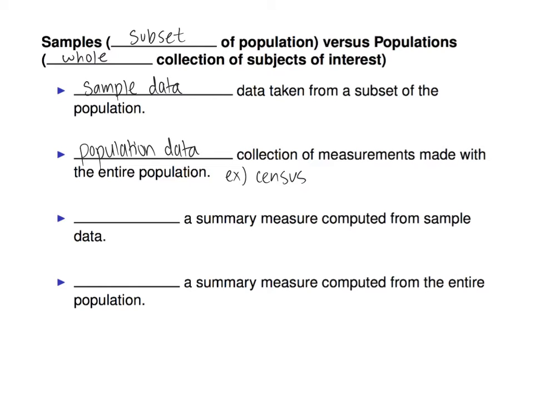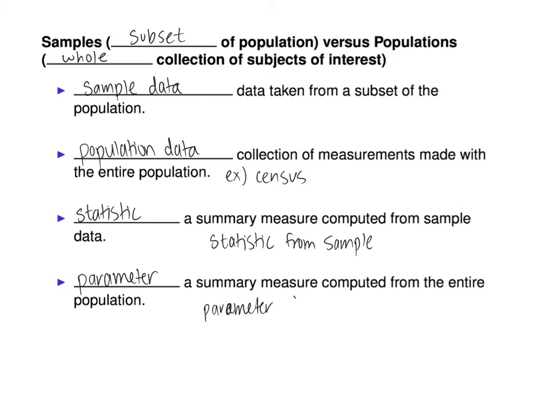When you compute a summary measure, like an average, for example, from sample data, this is called a statistic. And when you compute that summary measure from the entire population, that is called a parameter. And there's a little bit of alliteration going on there. You get a statistic from your sample. You get a parameter from your population. So hopefully that would help you remember which is which.